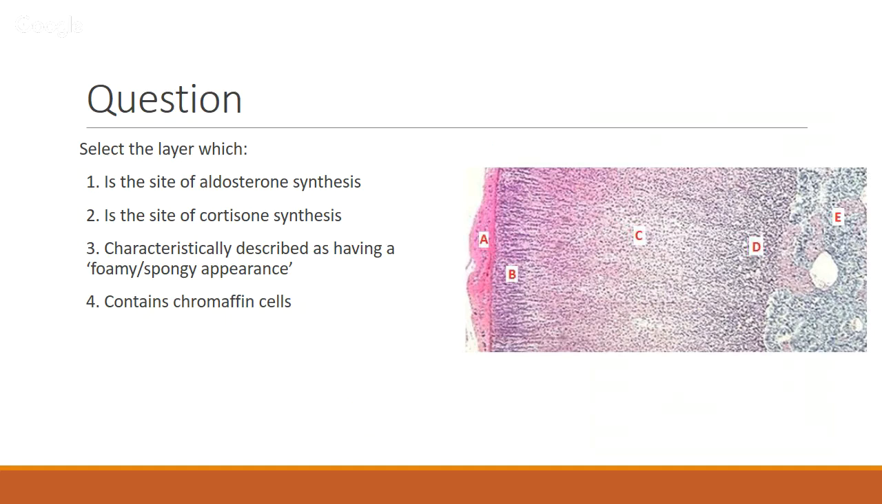So A is the capsule of the adrenal gland, right? So the adrenal cortex starts from B. Yeah. Okay, so the answer is BCCE. Okay, BCCE. And I'll leave you guys to work out why. Okay, because my laptop is dying.